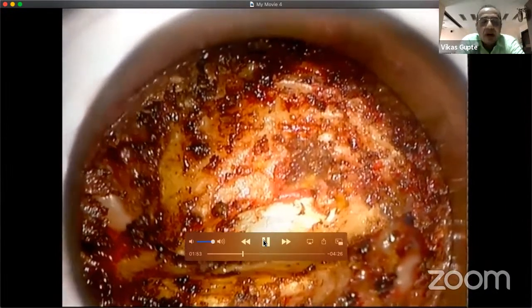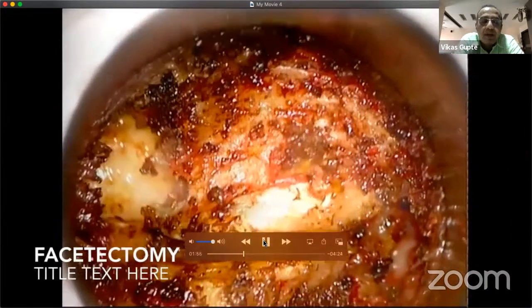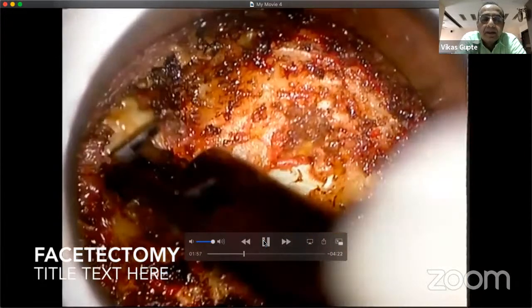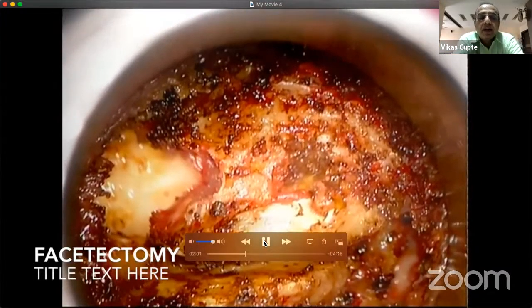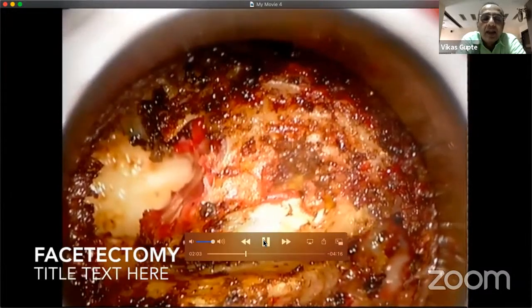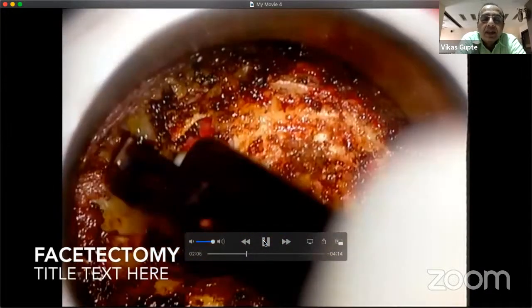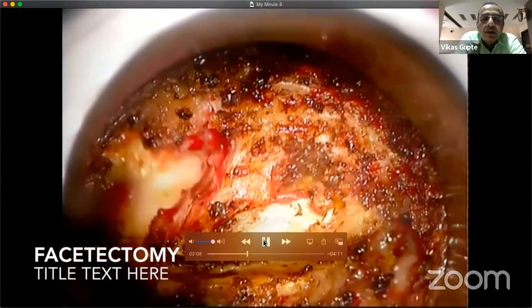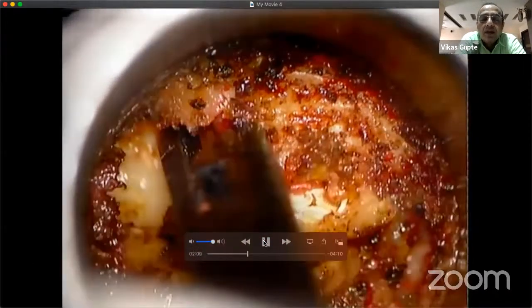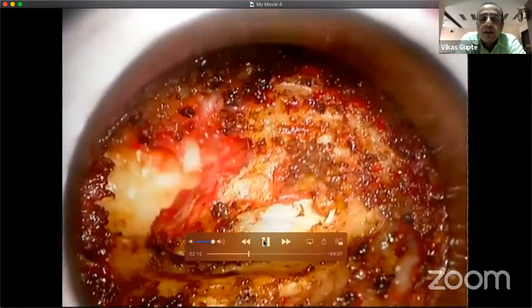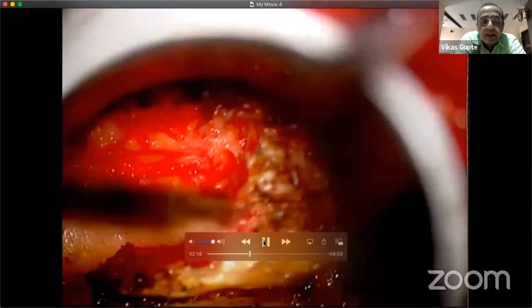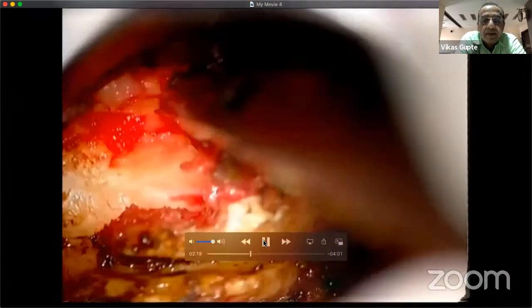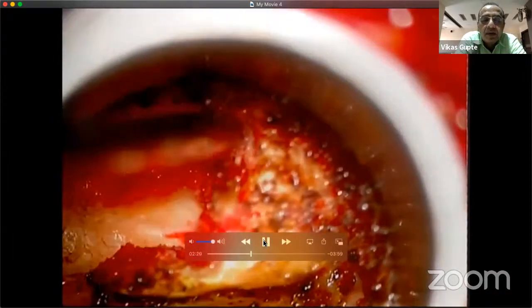I do all my dissection using microscope. I don't use osteotome for facetectomy because I believe that with microscope and with Kerrison, your dissection is much easier and you know what you are cutting, how much you want to cut, how much you want to remove. That is all controlled. Inferior facet is removed.